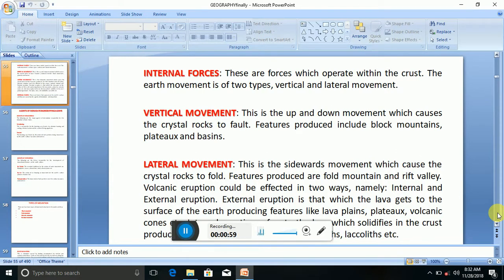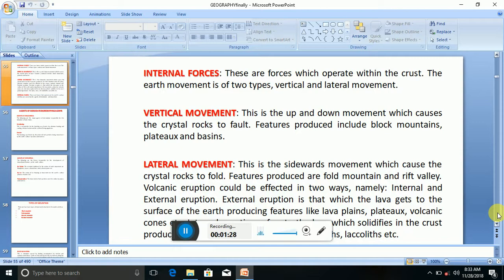Now, there are forces that make a landform to either be plain land, plateau, or mountain. So let's look at these forces that cause this. We have the internal forces. These are forces which operate within the crust. The earth movement is of two types. We have the vertical and lateral movement.